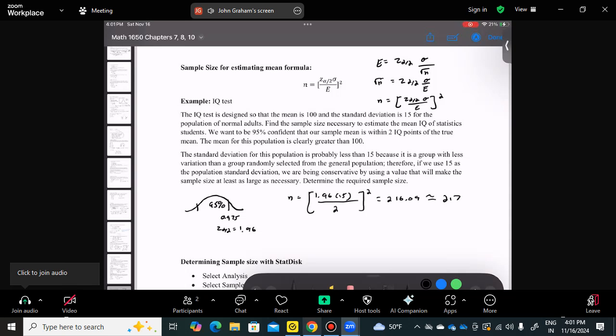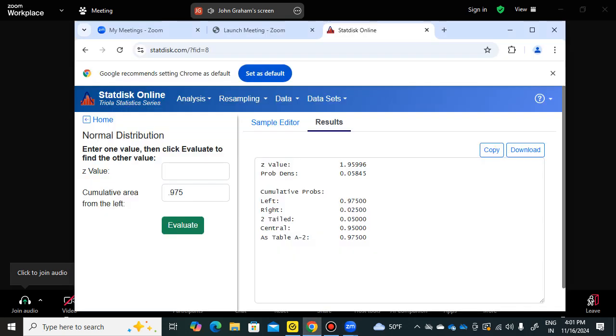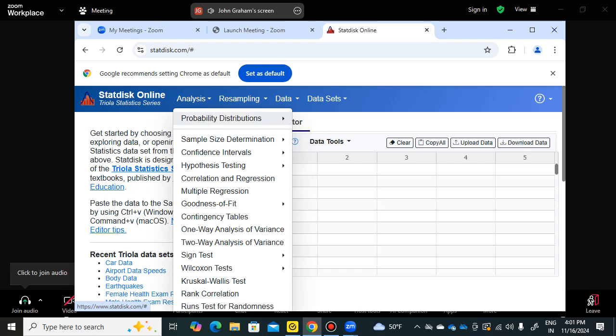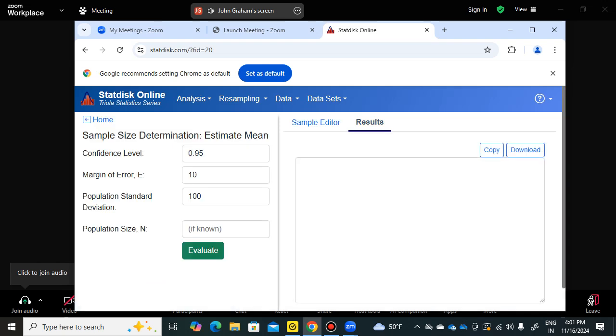Right, now on StatDisk, we want to do the sample size determination. Go to analysis, sample size determination, estimate mean. Okay, we do the confidence level, 95%. Margin of error is 2. Population standard deviation is 15. We won't know the population size, so we won't need it. We'll evaluate, and we get 217.